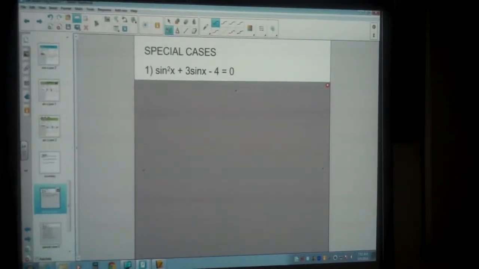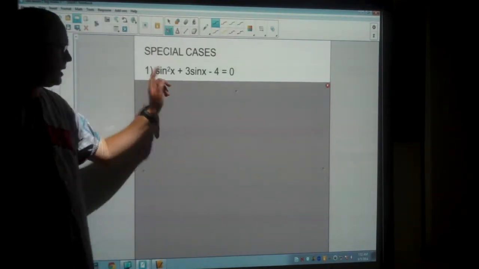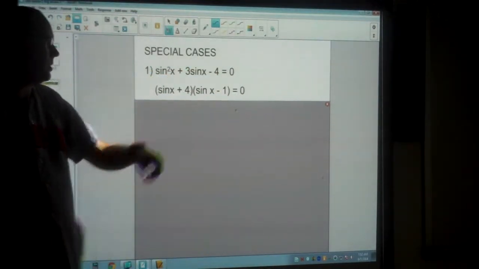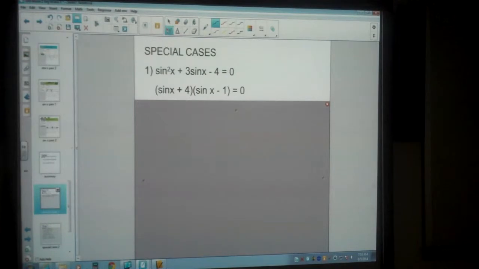Now, we looked at solving very easy questions, but what about solving more complicated ones? Particularly ones that are quadratic. So let's take a look at a question like that. So sine squared x plus 3 sine x minus 4 equals 0. Some people can see how to factor these straight away.